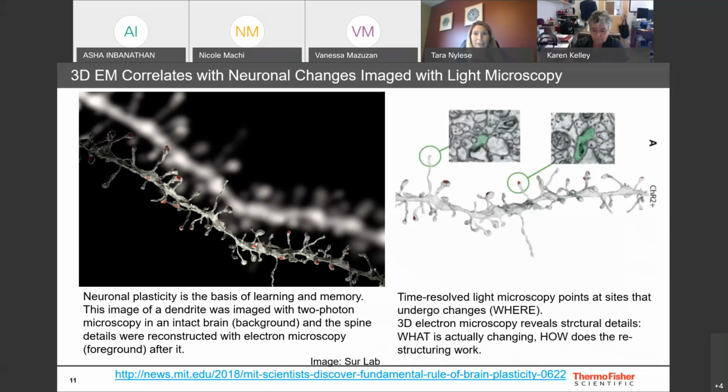And you could do that with light microscopy to see in live time how the response is happening. However, with light microscopy, you don't get the same level of information or detail that you do with electron microscopy. So taking it one step further and excising that area allows the researchers to figure out what's going on at the morphology level of the dendrite itself. And you could see that there are a greater number of structural details, what's actually changing and how does the restructuring work.